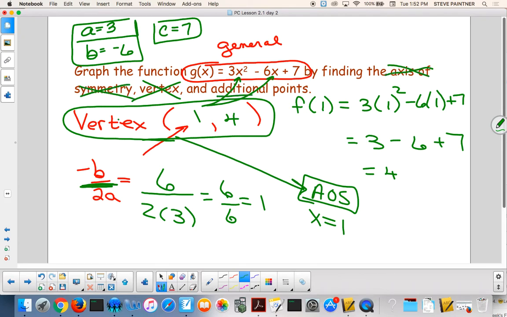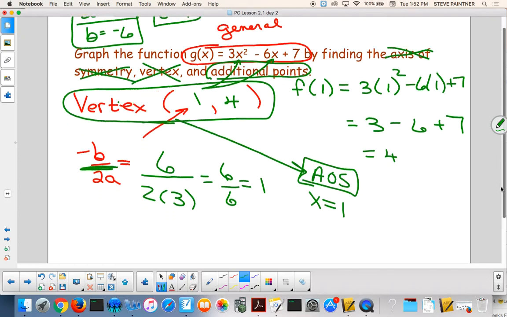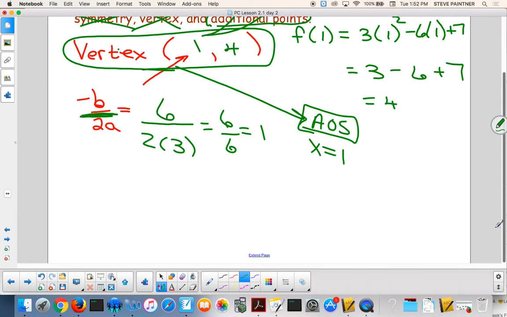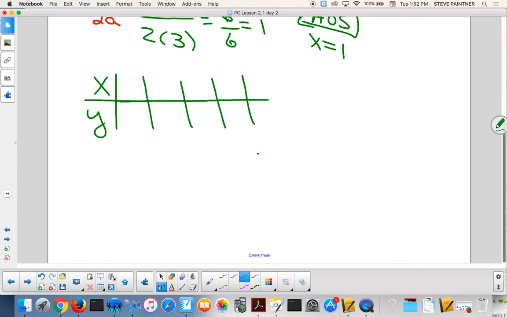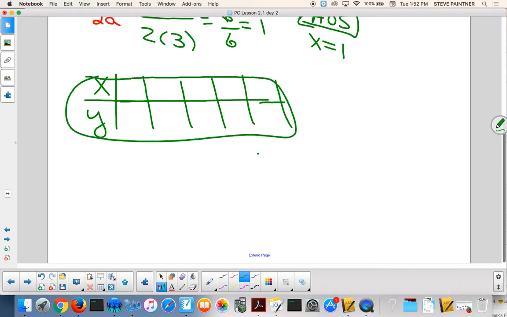Then they want additional points. And this is why this method is not a good method. It's okay. But if I was to graph this, now I need more points. To get more points, you want to make a table. Do you remember where your teacher said last year, put the vertex where in the table? In the middle. Okay, so go in the middle and put your vertex right here.